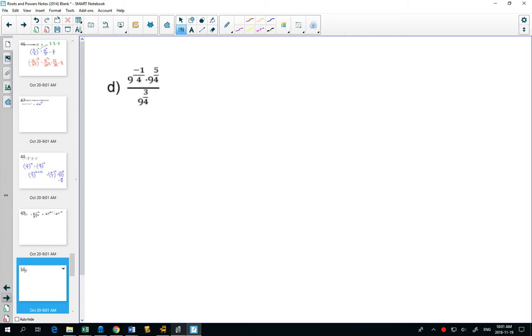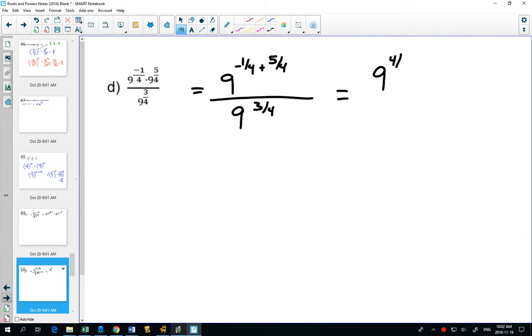Last one. We've got a base of 9 happening in a bunch of places, and our exponents are all fractions. In our numerator, we're multiplying with the same base. So in our numerator, we can add our exponents. What is negative 1/4 plus 5/4? 4/4. Now, 4/4 is the same as 1.